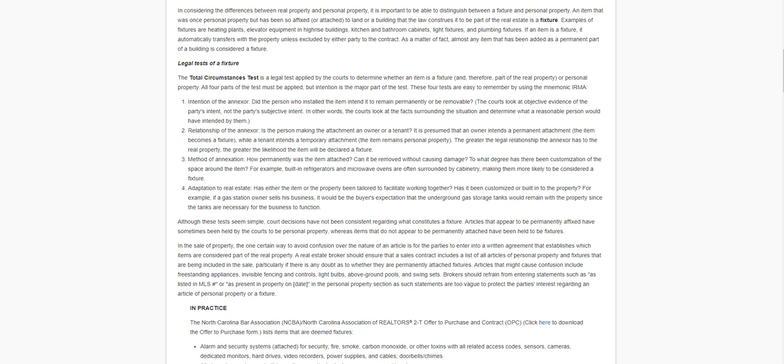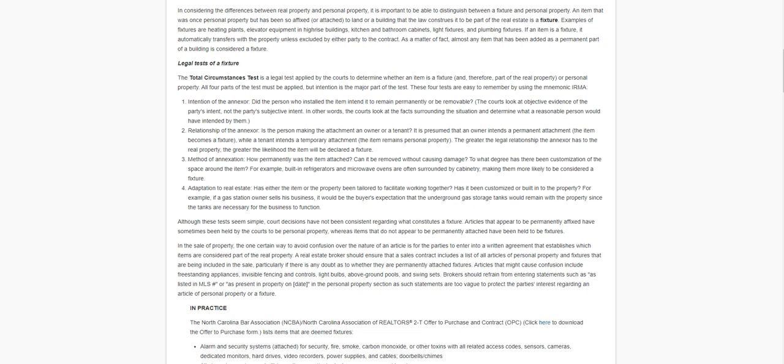Intention of the annexer. Did the person who installed the item intend for it to be permanent or removable? So the court looks at that evidence, not only the party's subjective intent. In other words, the court looks at the facts surrounding the situation to determine what the person would have intended by them.